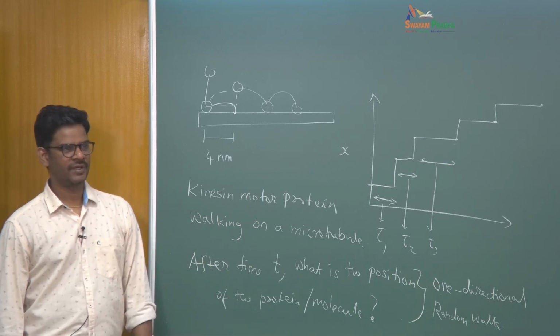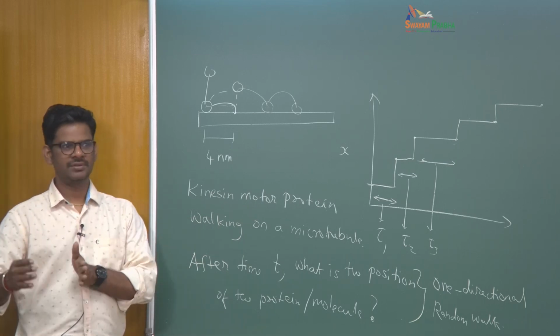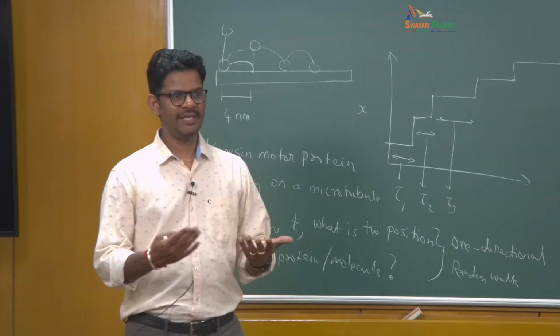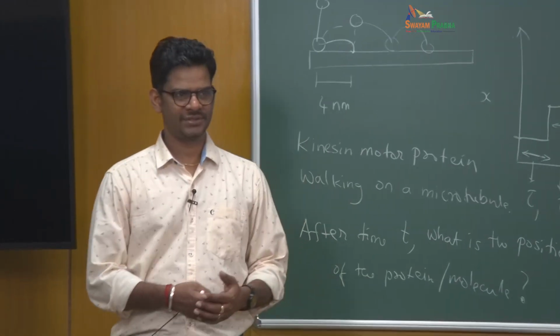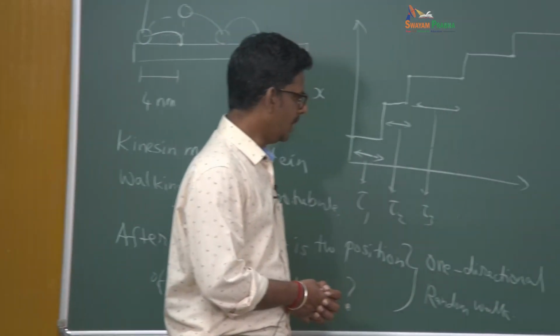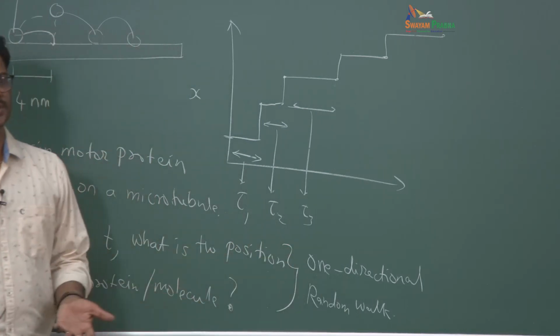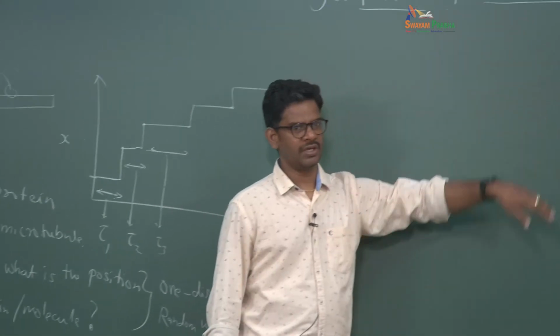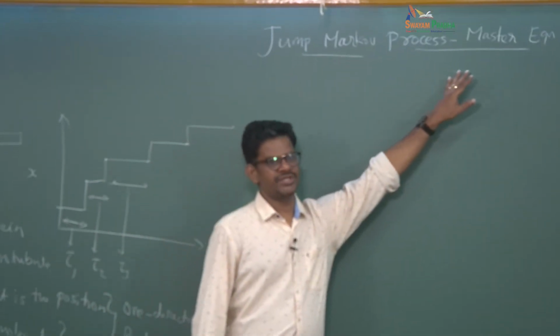So therefore we can discretize the space into a set of discrete points. So therefore we can apply the jump Markov process, okay. And if you want to do that in terms of a continuous Markov process, one dimensional random walk, we can do that, but the master equation is not the governing equation.